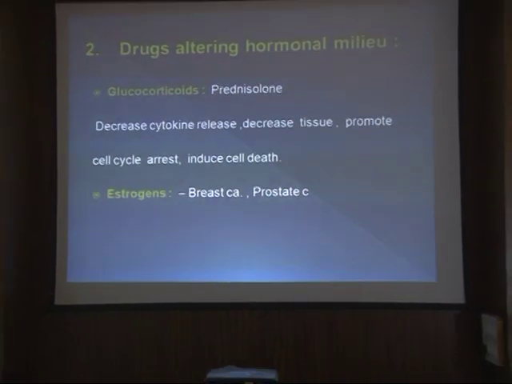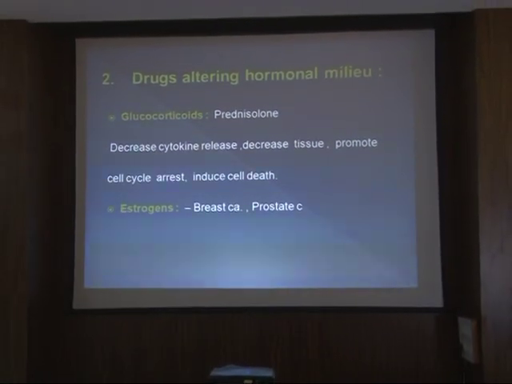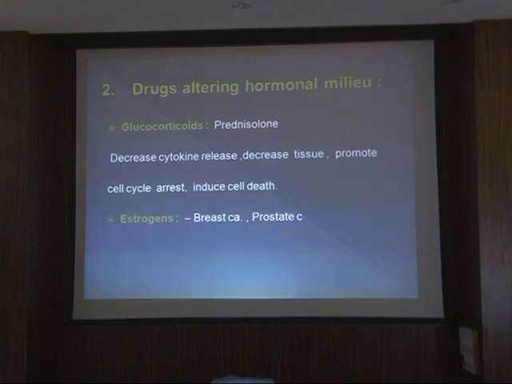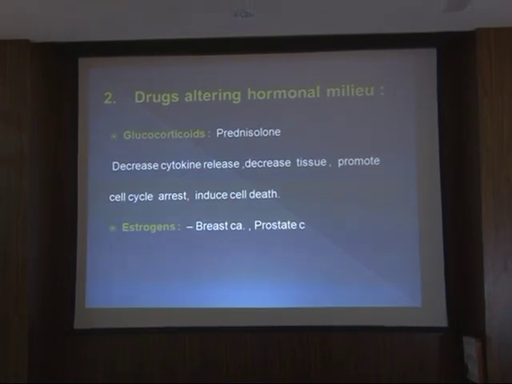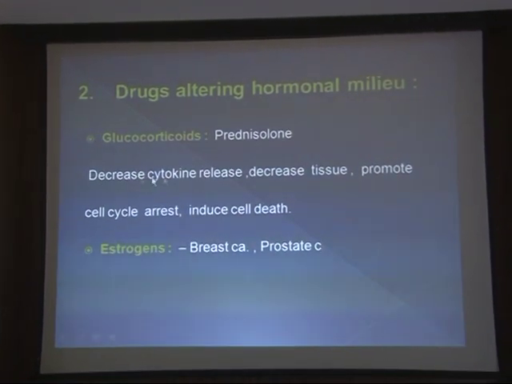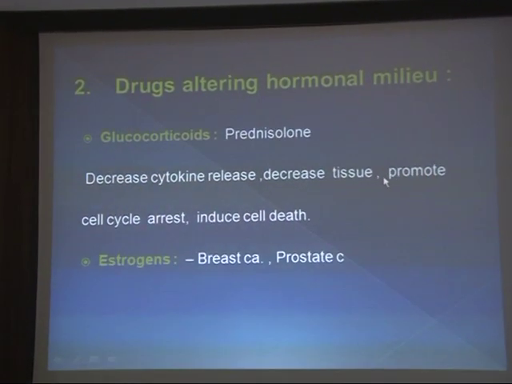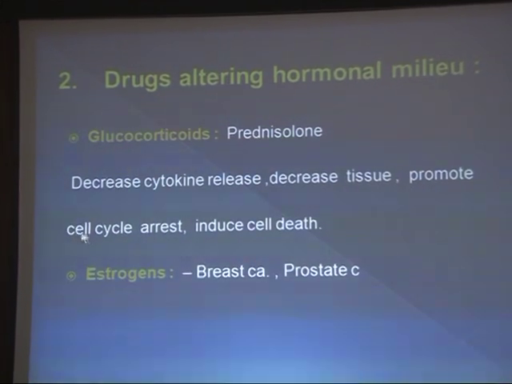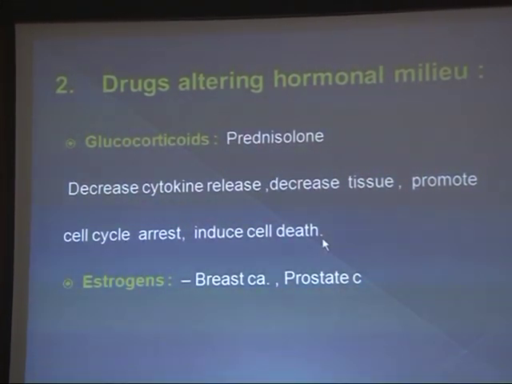Now coming to the next, we have finished one group, that is directly acting on the cells. And now these are the indirectly acting drugs altering the hormonal milieu. Milieu is nothing but a jargon for the environment, right? So the drugs which alter the hormonal environment are the following. These are glucocorticoids like prednisolone, which decrease cytokine release, decrease the tissue and promote cell cycle arrest and induce cell death.